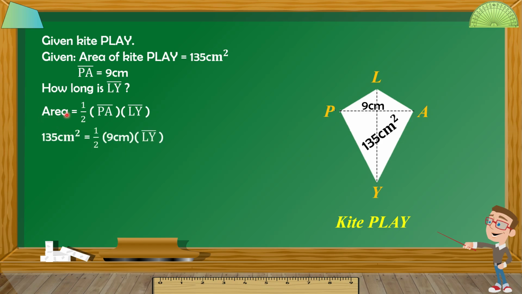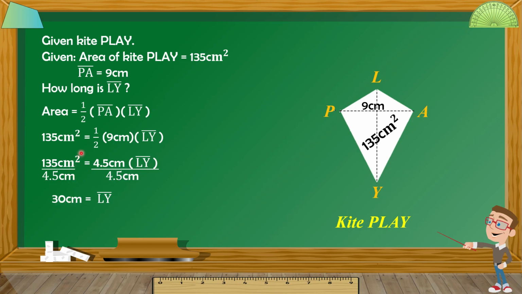So substitute lang natin mga given values dyan. So sa area may value siya, diba? Which is 135 square centimeter. And si PA natin ay 9 centimeters. So hinahanap natin tong LY. So, 1/2 times 9, that is 4.5. And we will divide both sides of the equation by 4.5 para ma-isolate si LY dito sa right side. So, 135 square centimeter divided by 4.5 centimeter, that is equal to 30 centimeters.